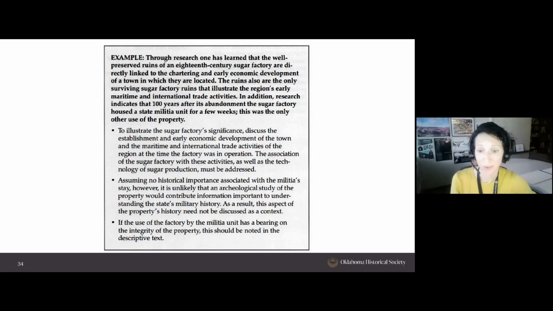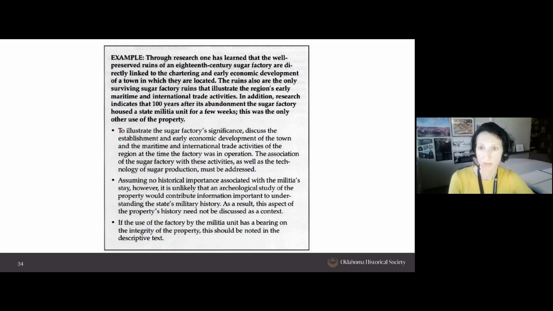So here's an example that I took directly out of National Register Bulletin 36. This example discusses an archaeological site. It's a well-preserved ruin of an 18th century sugar factory, directly linked to the chartering and early economic development of a town. The ruins are the only surviving sugar factory ruins that illustrate this region's early maritime and international trade activities. And they provide some additional information. 100 years after it was abandoned, it was used for a short period by a state militia and had no other uses.